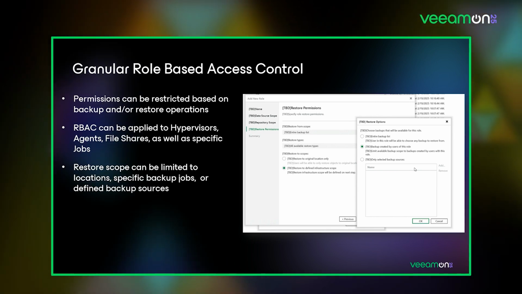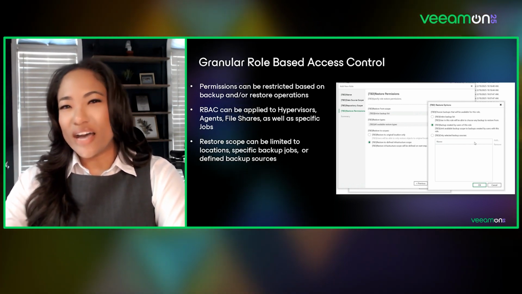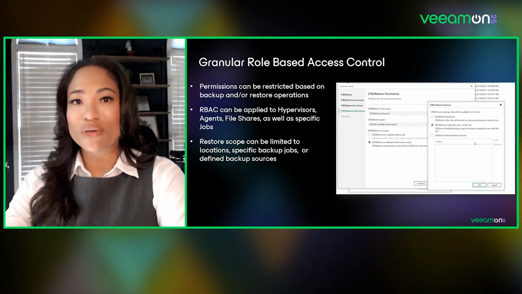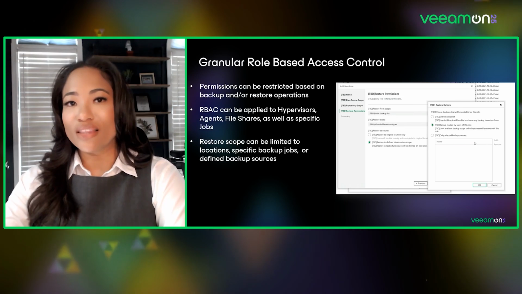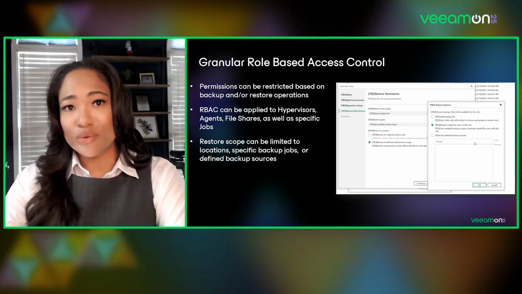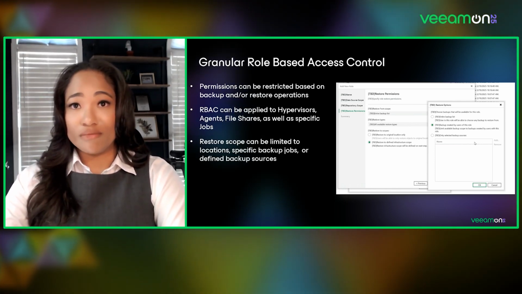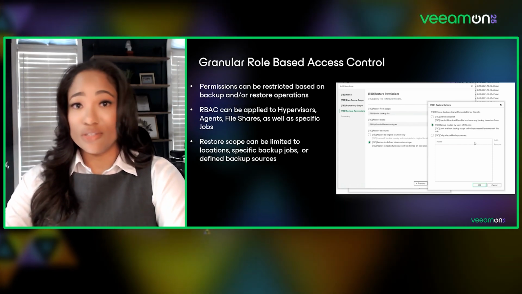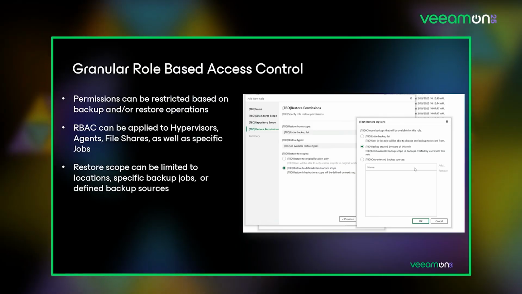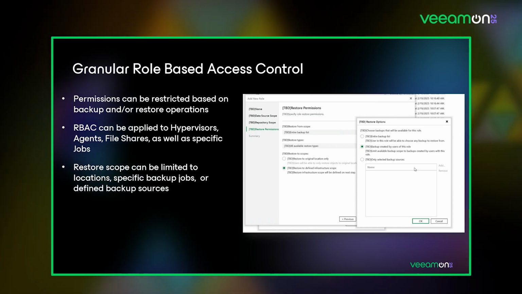But also, RBAC can be applied across the entire environment now, whether that's a hypervisor, agents, file shares, or just the individual backup job. This level of control really helps align with the principle of least privilege. And we can also limit the restore scope, meaning that users can be allowed to restore only data from specific locations, backup jobs, or even defined backup sources. So it's a more flexible, secure way of delegating, while minimizing the risk itself.